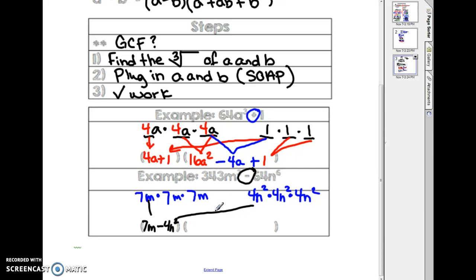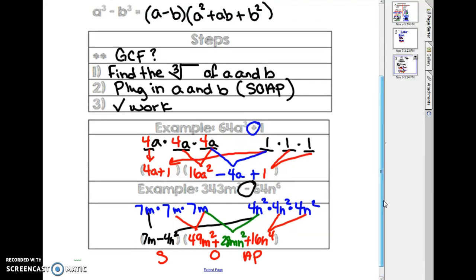Second parentheses, I take the next 2. So 7m times 7m is 49m squared. Then I take the last 2, put it in the last spot. 4n squared times 4n squared will be 16n to the 4th. And then in the middle, I literally take the middle 2. 7m times 4n squared will be 28m n squared. Now I've got to finish my signs. Same, opposite, always positive. So, same, opposite, always positive.